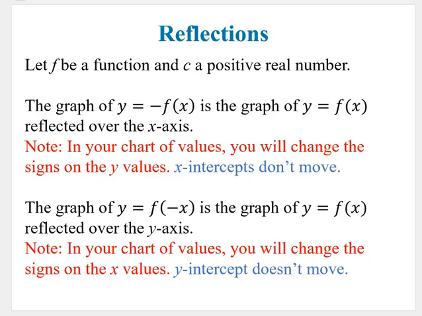If the negative is in front of the x, not the function itself, in front of the x only, then that means you're reflecting over the y-axis. And in your chart of values, you will change the signs on all of your x coordinates this time. And again, if you're reflecting over the y-axis, your y-intercepts won't move. They will stay exactly where they are.